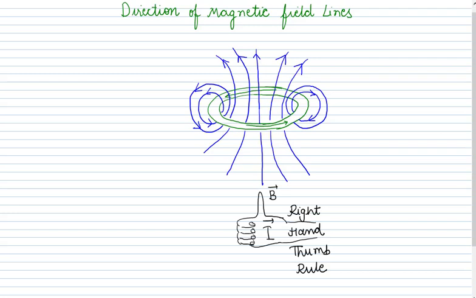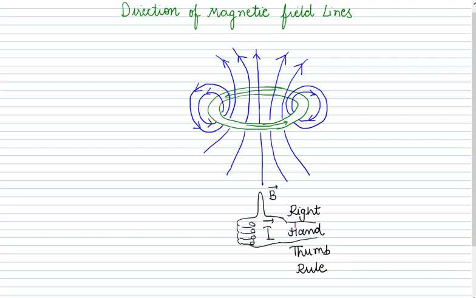So whenever you want to find out the direction of magnetic field lines, you have to use the right hand thumb rule. What this rule says is that if the direction of flow of current is known to you, say we have taken a circular loop here, which you can see in green color, and in this loop, these two arrows show the direction of flow of current. So the current is flowing in an anti-clockwise direction.